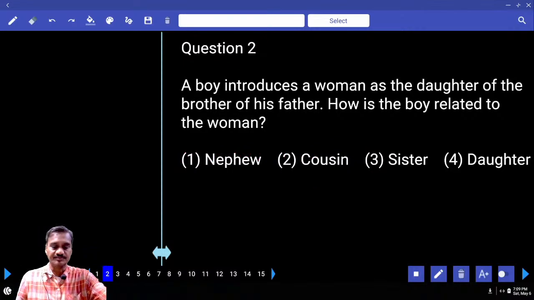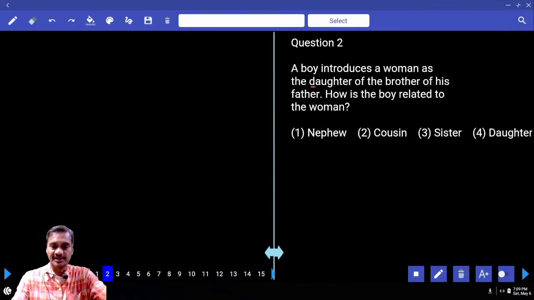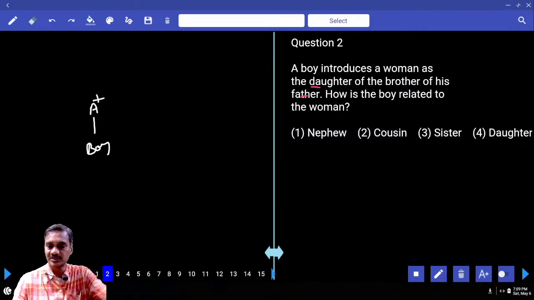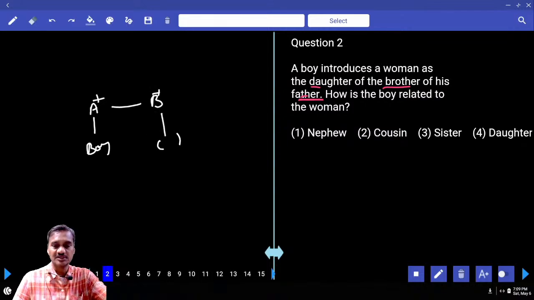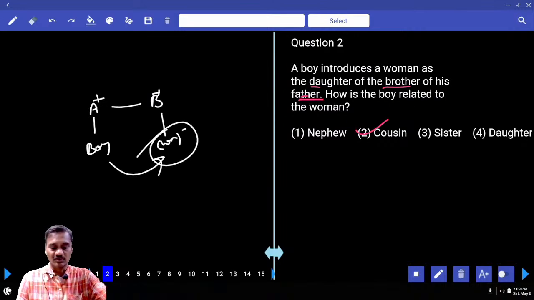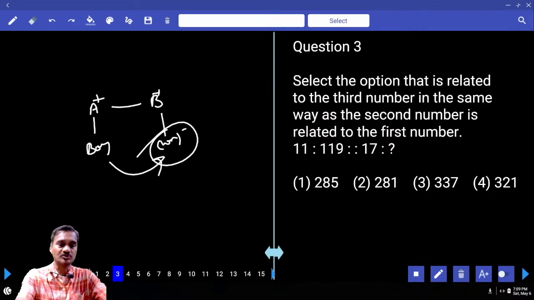Then coming to question number 2. A boy introduces a woman as that woman is the daughter of the brother of his father. His father means boy is here. Boy's father is A. His father's brother, boy's father's brother, is boy's uncle. Uncle's daughter. Now who is this person? This woman is his uncle's daughter. Uncle's daughter means cousin. Choice 2, question number 2.